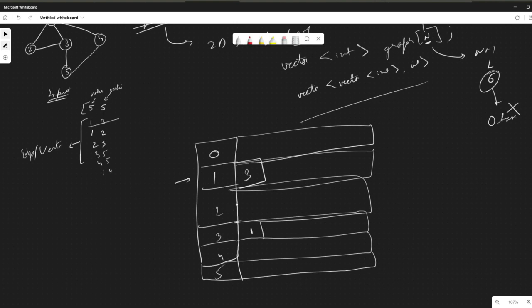1 2, again we push 2 in 1, and we also have to push 1 in 2. Now 2 3, we have to push 3 in index 2, and push 2 in index 3. 3 5, similarly we push 5 in 3 and 3 in 5.